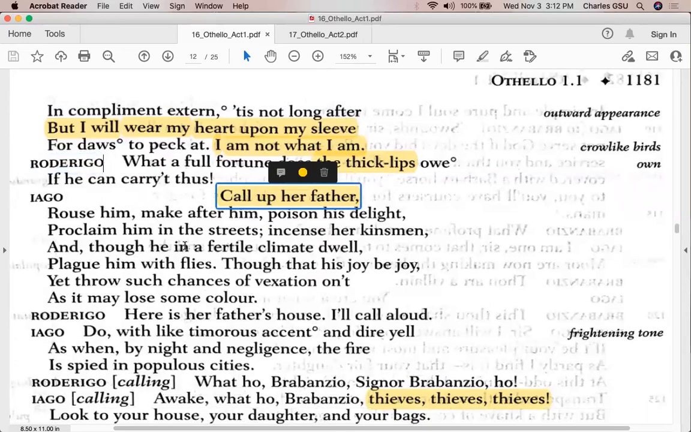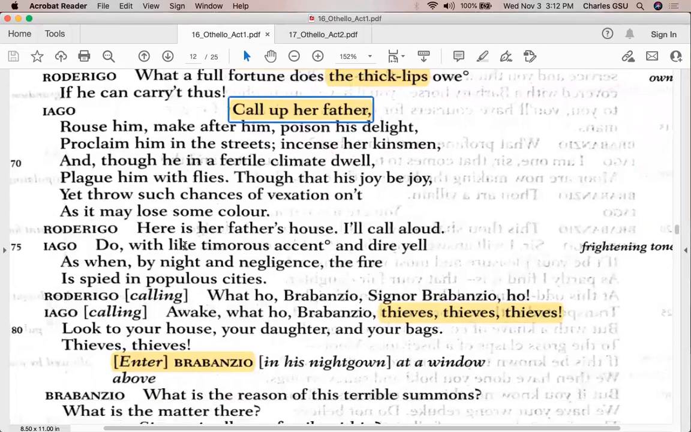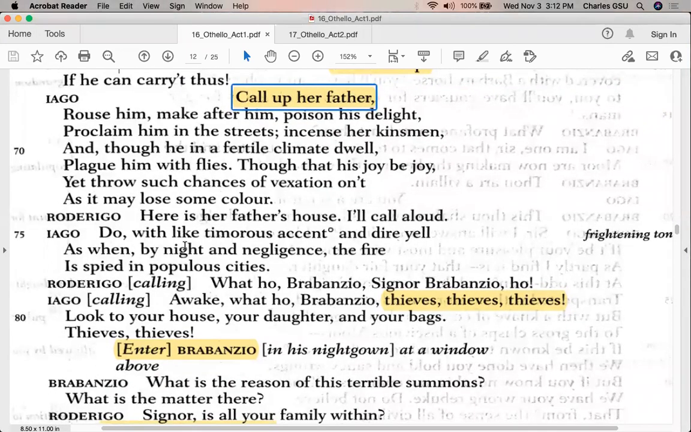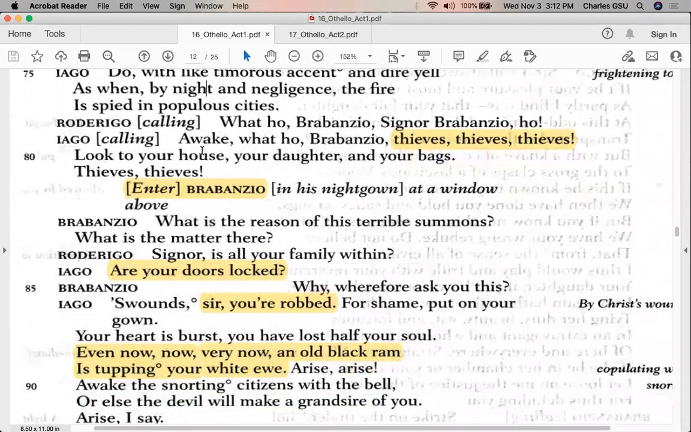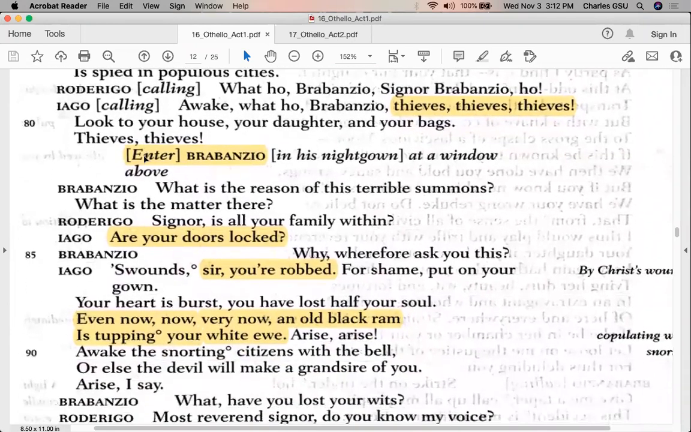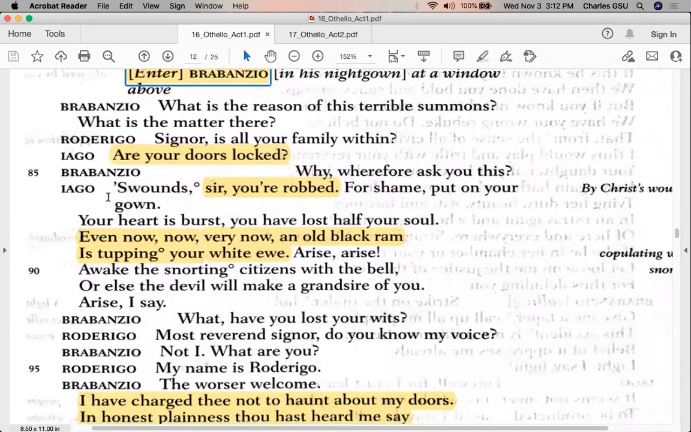Iago says to call up her father, to wake Desdemona's father. In other words, let's try to get Othello in trouble for running off with his wife. And then Brabantio enters. It's the middle of the night, and he's going to use some crude language here to describe the elopement of Othello and Desdemona.